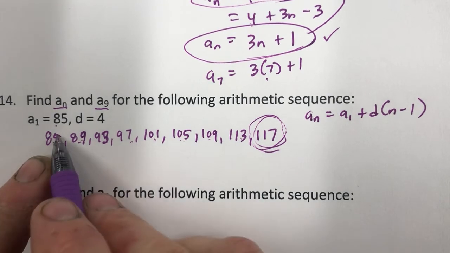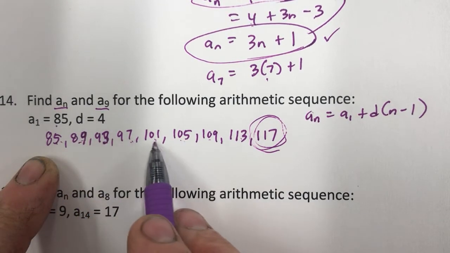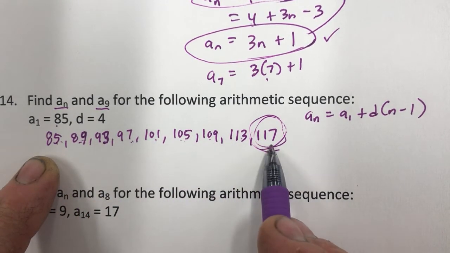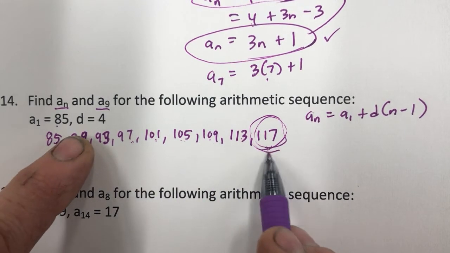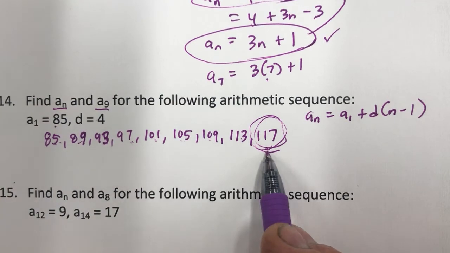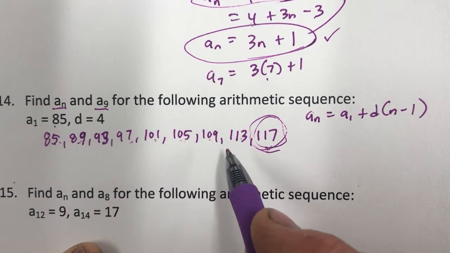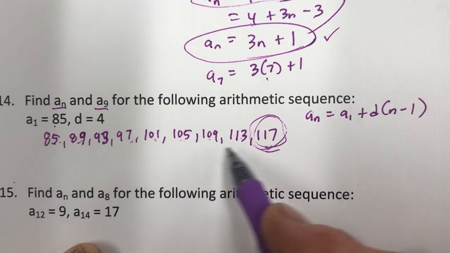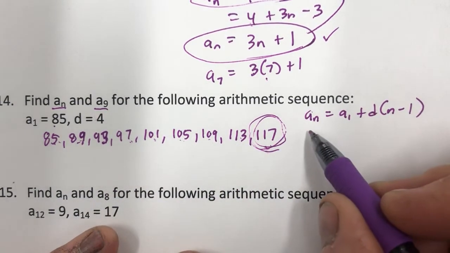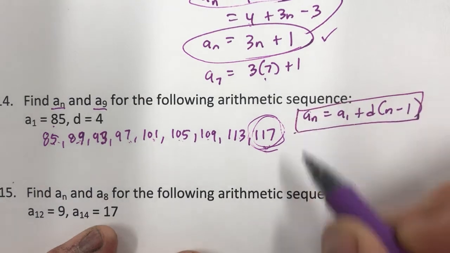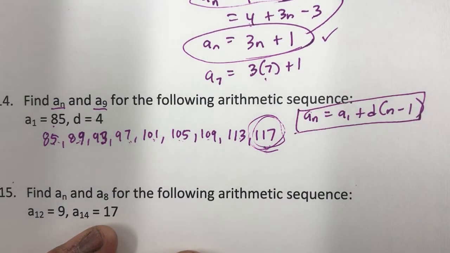But here I started at 85, I added 4, add 4, add 4, add 4, add 4, add 4, add 4, add 4, and here I get to this. This is the 9th number. So there's my answer right there for a sub 9. But it's better using the formula. If you keep adding over and over, you could make mistakes. But here's the formula from the book, just the general formula.